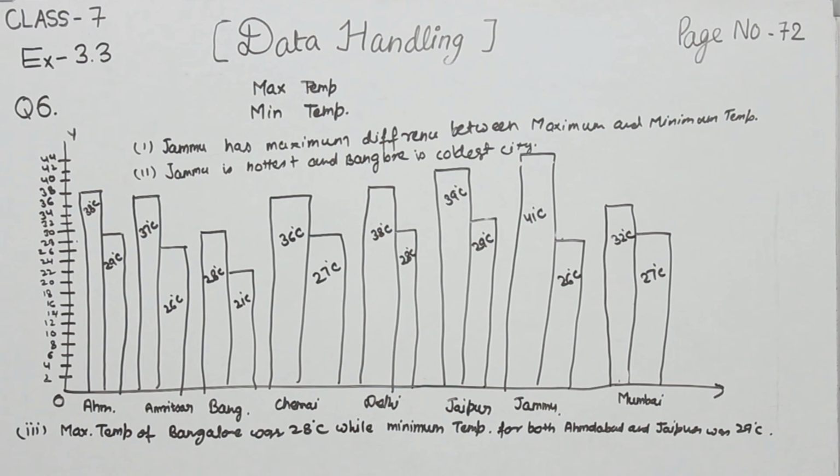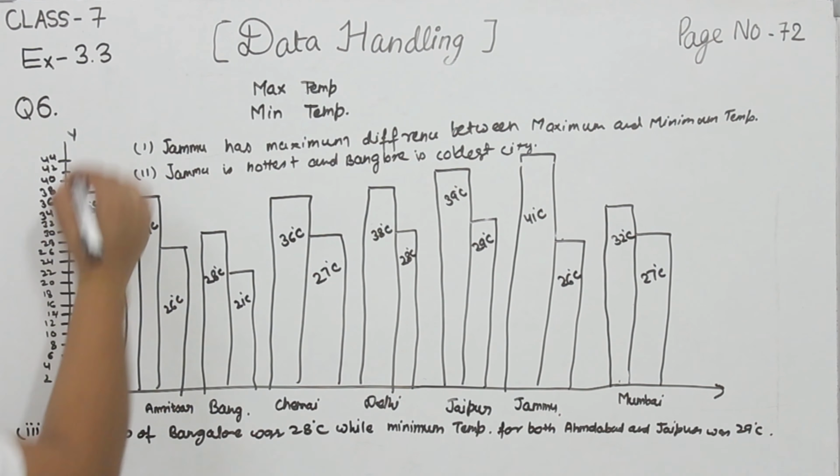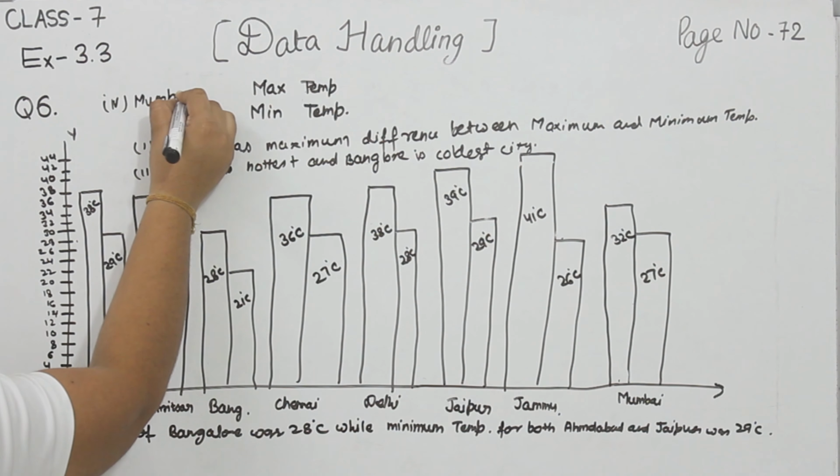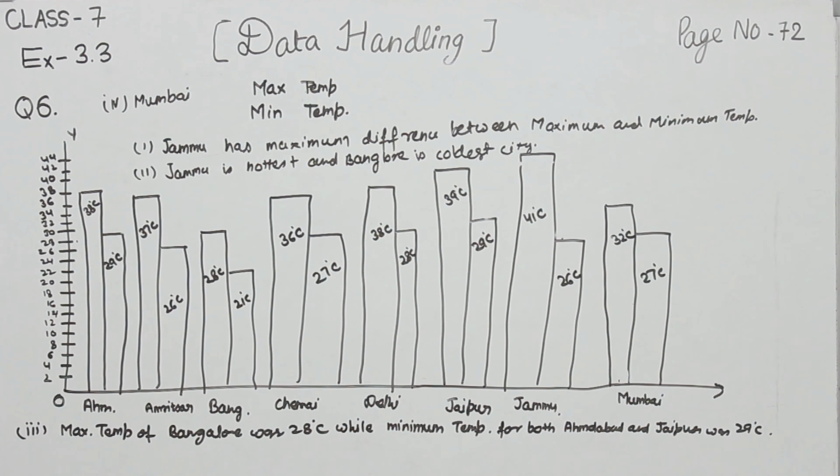Now come to part 4. Name the city which has the least difference between maximum and minimum temperature. So the city is Mumbai. So for part 4, the answer is Mumbai. So this is question number 6.